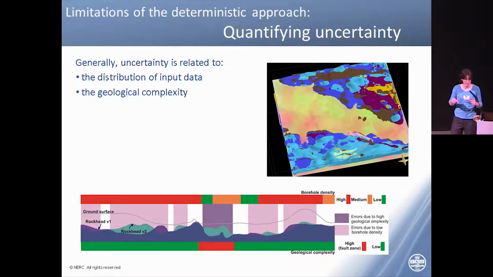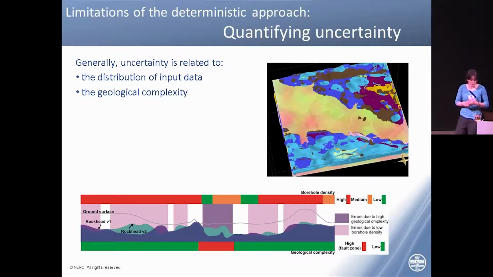And what we can see from this little sketch plot which I drew is the traffic light symbols on the two bars at the top and the bottom. So borehole density on the top: red areas are where there's few boreholes, green where there's a lot, and orange is a moderate amount. And then on the bottom line, green are areas where it's fairly simple geology, and red is a complex area, which is actually complex in terms of bedrock, so it's a faulted zone.